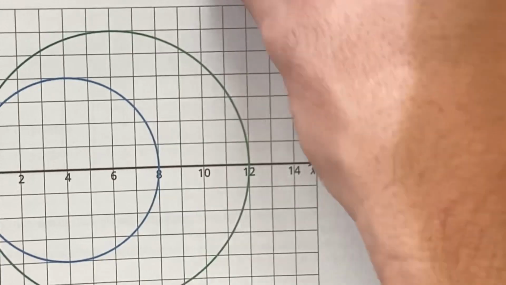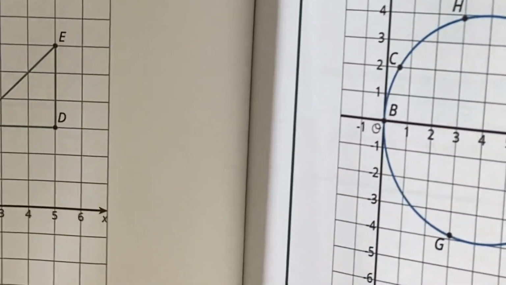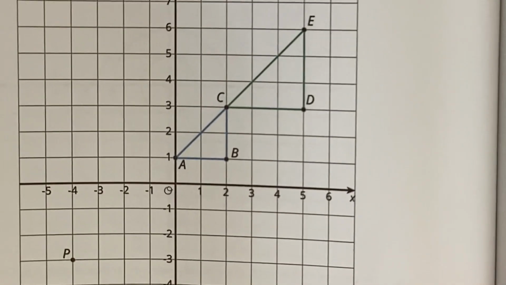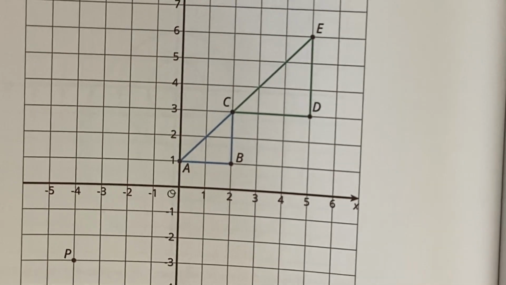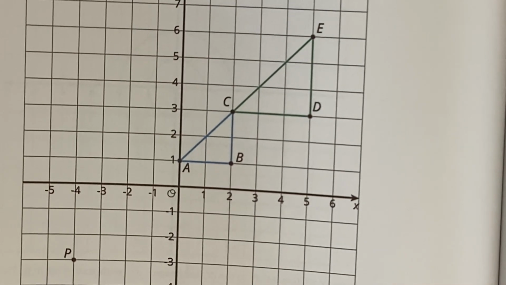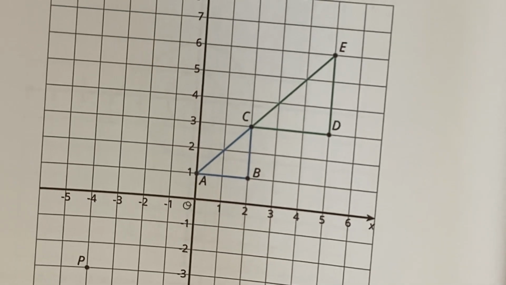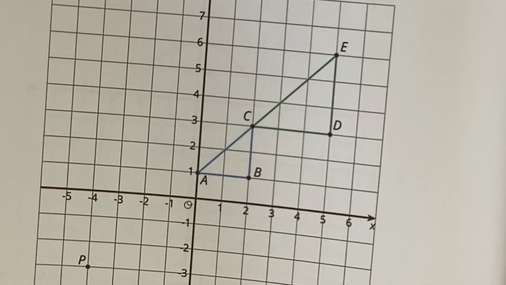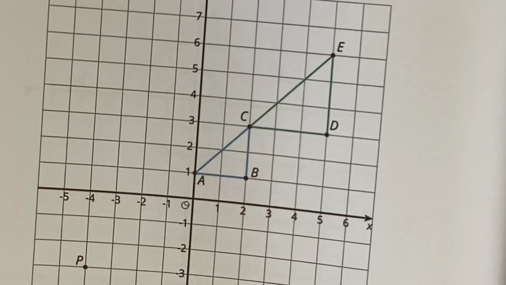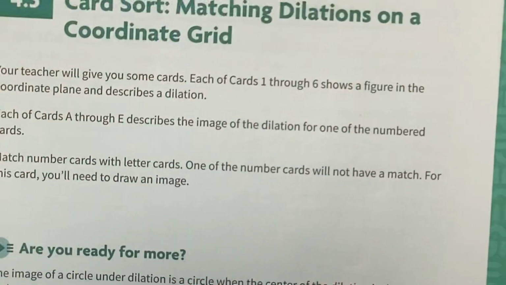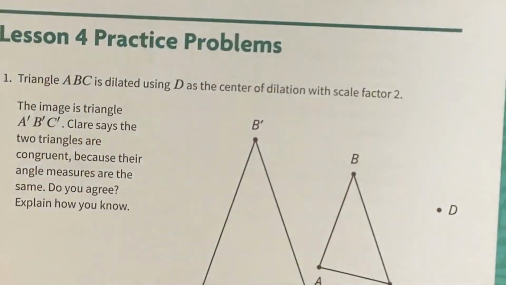And the last one, again, here's the picture of it. 6 should have gone to D. How'd you do? Pretty good, pretty bad, everywhere in between.